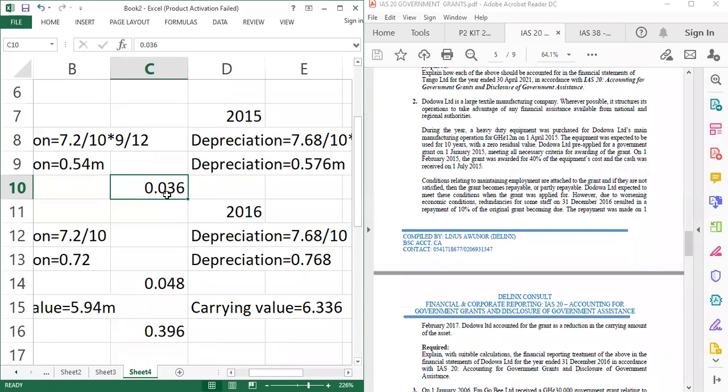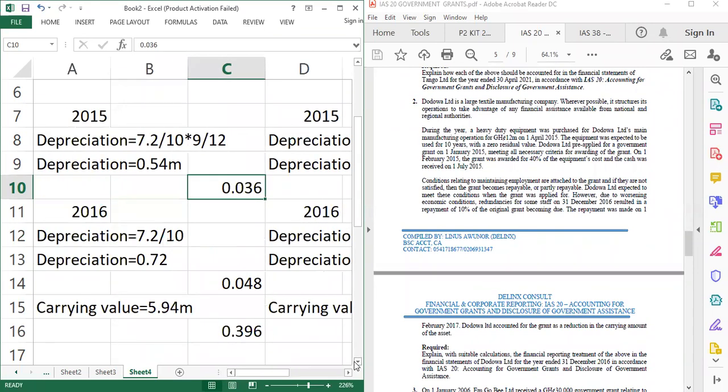So this is now an expense. If you come to the second year too, you see that this is an expense. If you come to the carrying value, you see that there's a difference of 0.396. Go and add it to the carrying value that you have, assuming that the grant was taken. Let's come to the second side.